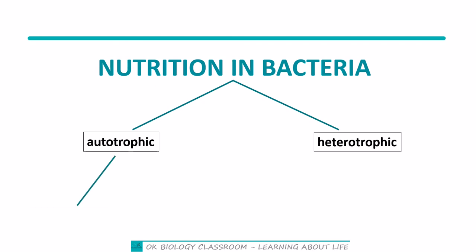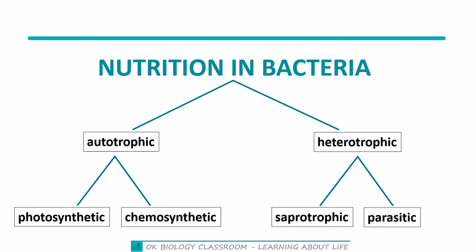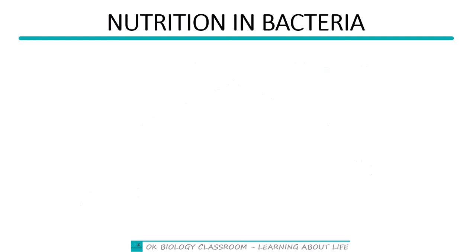So for the autotrophic, we will talk about those that are photosynthetic, meaning they use light to make their own food, and we will talk about the chemosynthetic. They use energy from chemical reactions to make their own food. Right. Then we come and talk about saprotrophic mode of nutrition. That will be under heterotrophic mode of nutrition. And we also talk about parasitic mode of nutrition. So down here, these four modes of nutrition are what we are going to deal with. Okay, so let's start.